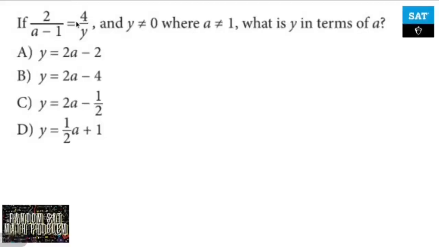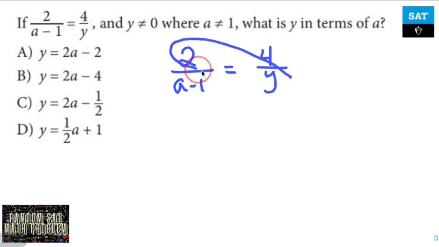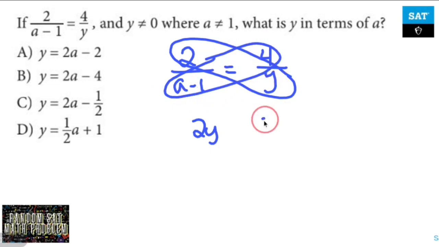If 2 over a minus 1 is the same as 4 over y, and y can't be 0 because that would be undefined, and a can't be 1 because that would be undefined, what is y in terms of a? Whenever I see a fraction equaling a fraction, I think crisscross applesauce. Now, this is also called proportions, but I'd rather call it crisscross applesauce. What you do is you multiply the diagonals together, so 2 times y, multiply the diagonals together, so 4 times the quantity a minus 1, and you set them equal to each other.